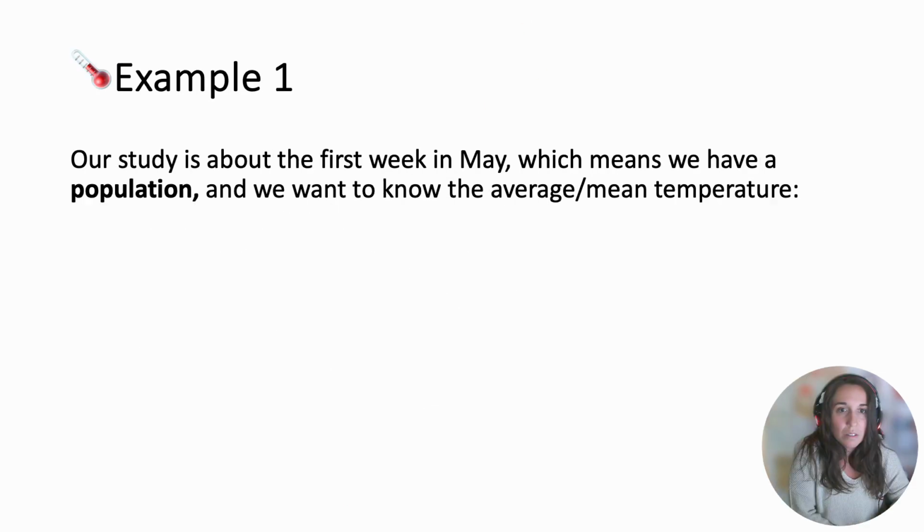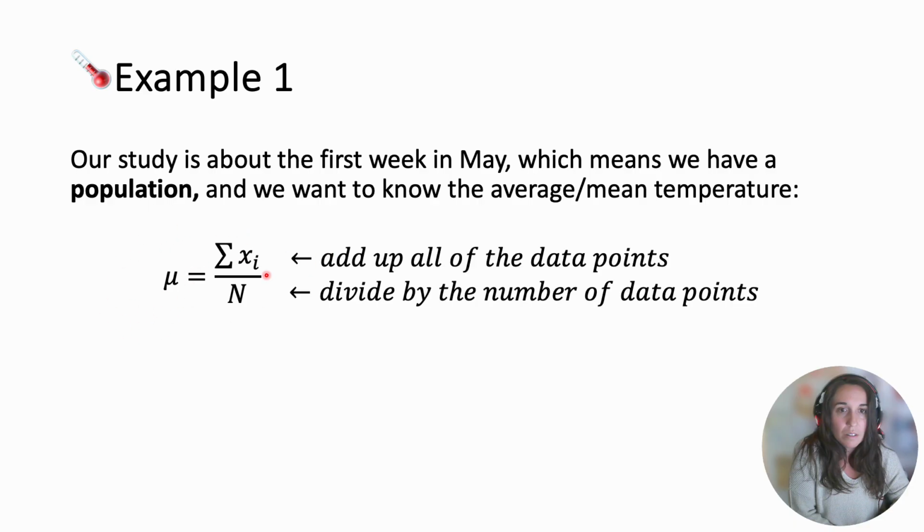In this study, it's about that first week in May, which means we have a population and we want to know the average, or mean, temperature. So we're going to use this formula right here. Remember that the Greek letter mu means population mean. Then we have all those other symbols that we just talked about. We've got the summation of x sub i. Summation means add up, and x sub i means all the data points. So we're going to add up all the data points and divide by the number of data points. That's what this capital N means, however many data points were in our population.